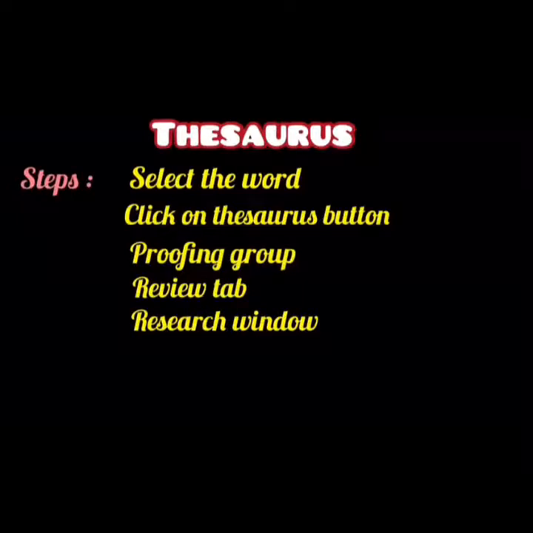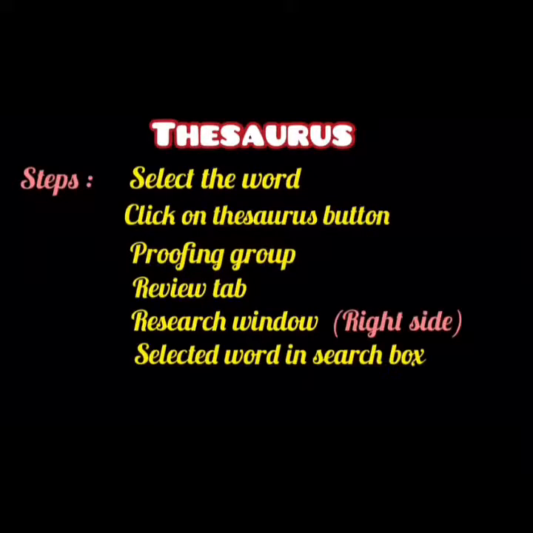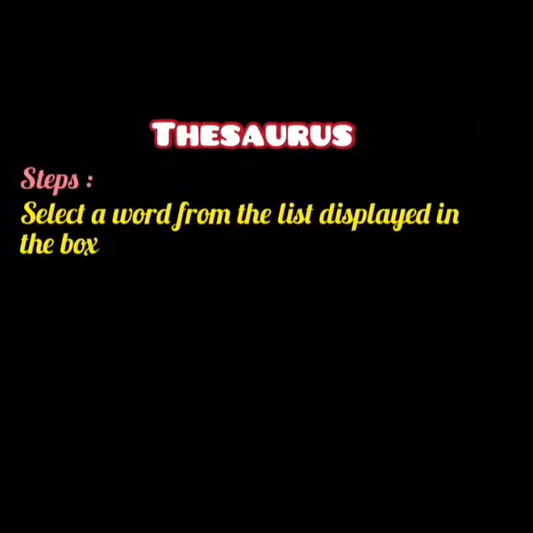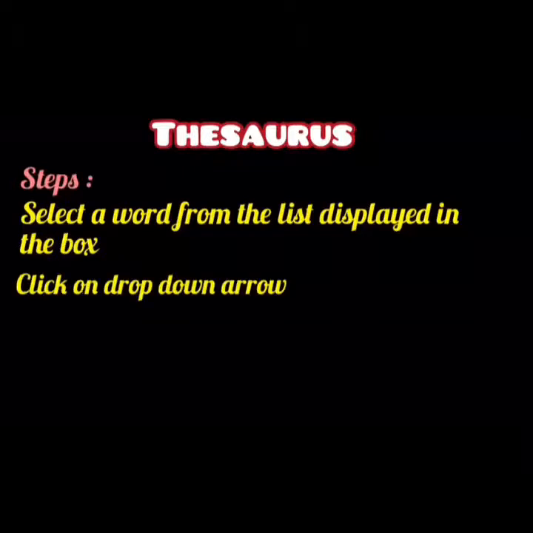Once you click on this, a new window called the research window will appear on the right side of the screen. And as soon as this window appears, whichever word we have selected will also be seen in the search box. Now, a list of meanings for this particular word will be displayed in the box. You can choose any one word, whichever you prefer.